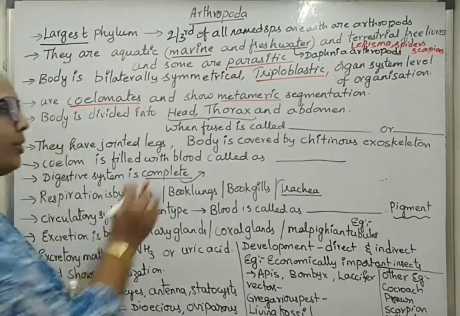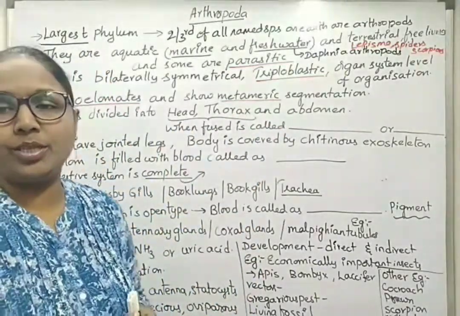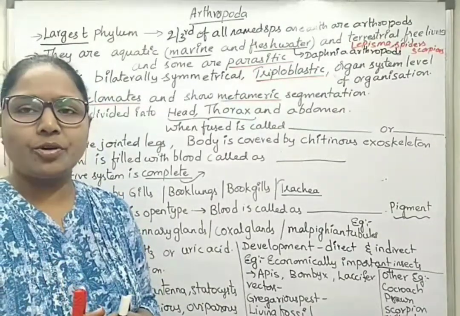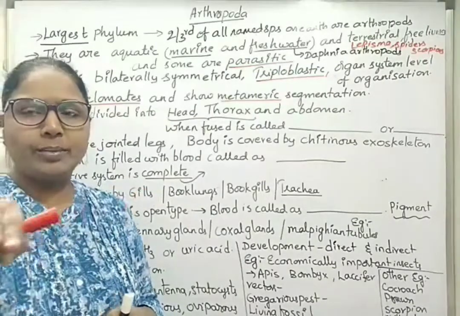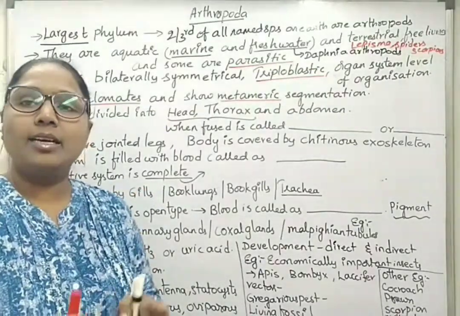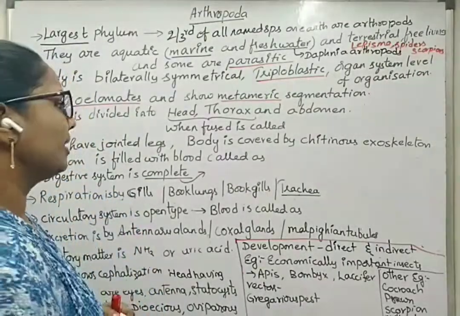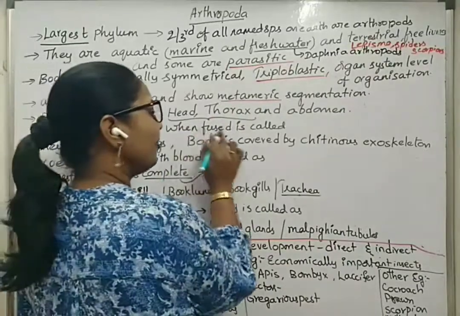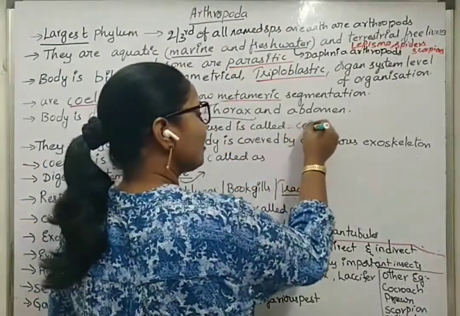The body is divided into head, thorax and abdomen. The neck is highly reduced. If you recall the cockroach, in the cockroach the head is bent towards the earth direction and the body is horizontal, so we say that in the cockroach it is a hypognathous head. In some arthropoda, both head and thorax are fused. When both structures are fused, they are called cephalothorax.